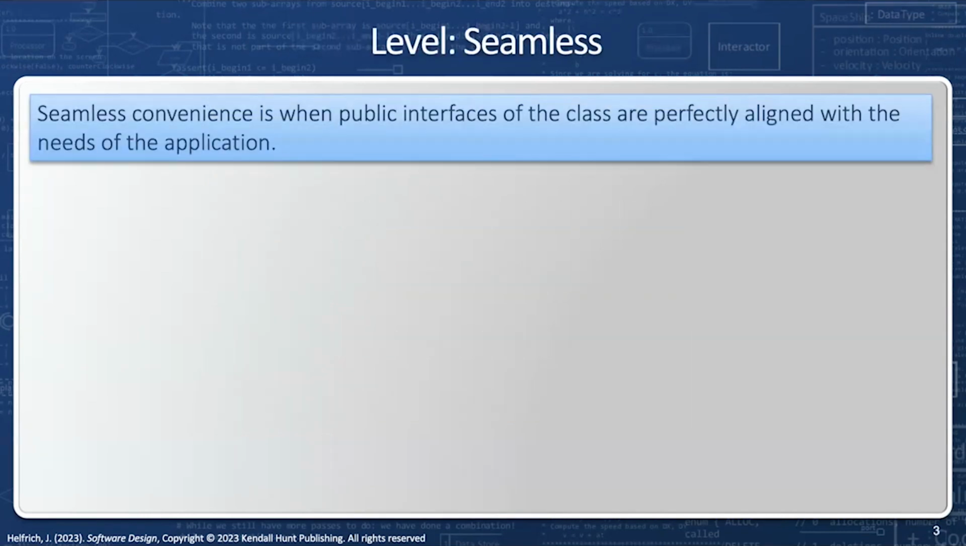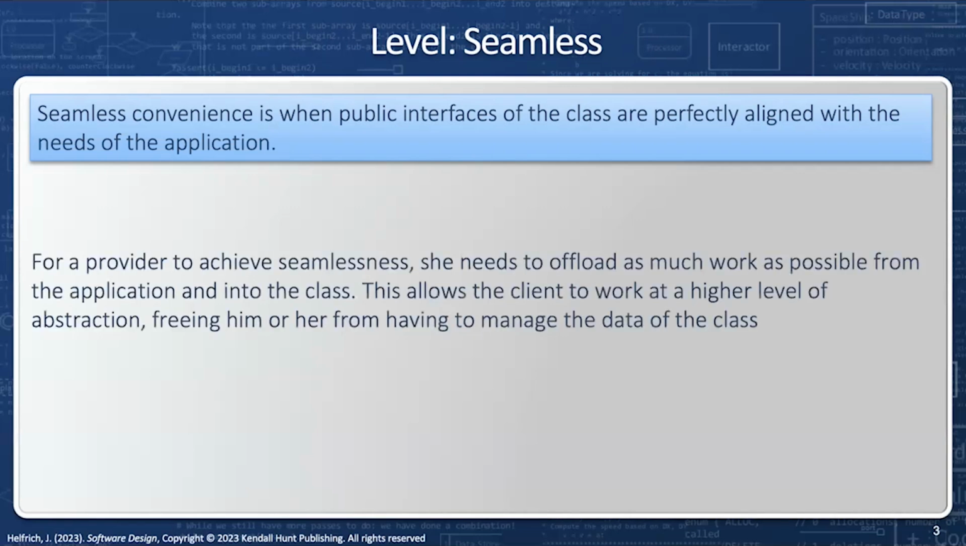First is seamless. Seamless convenience is when the public interfaces of a class are perfectly aligned with the needs of the application. For a provider to achieve seamless convenience, she needs to offload as much work as possible from the application and onto the class. This allows the client to work at a higher level of abstraction, freeing him or her from having to manage the data of the class. In other words, we've done as much work as we can to make the client's job easy.